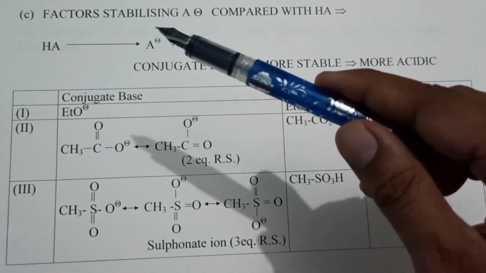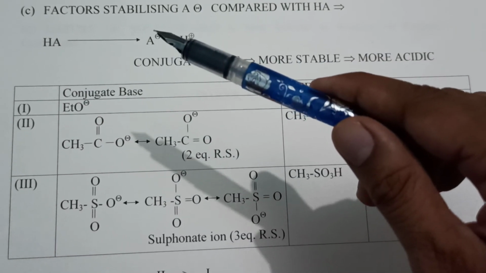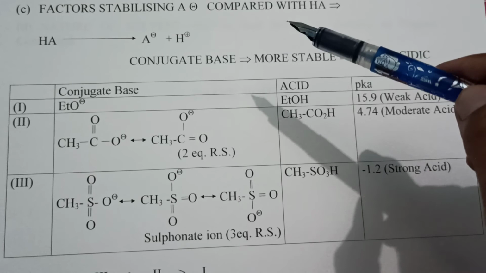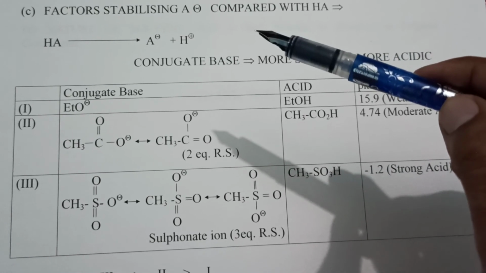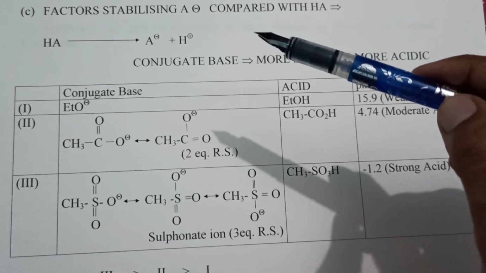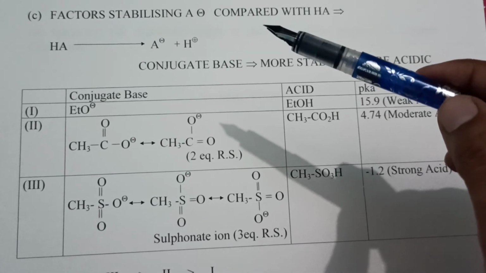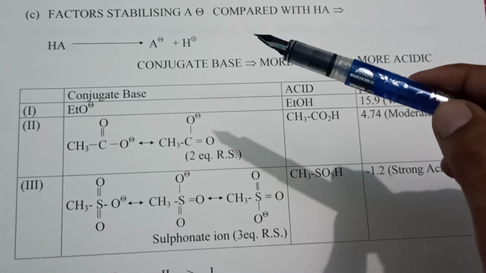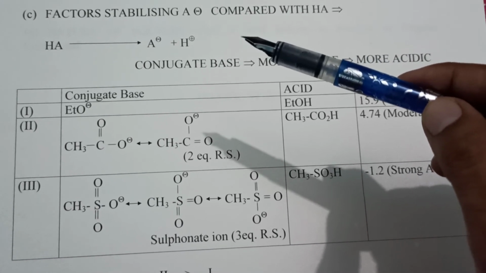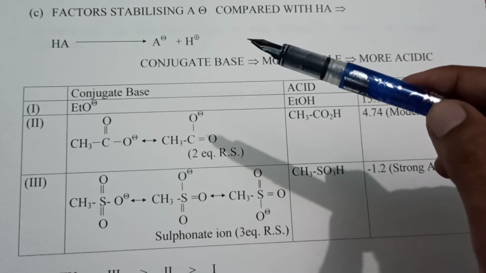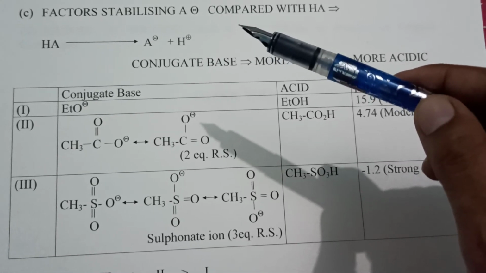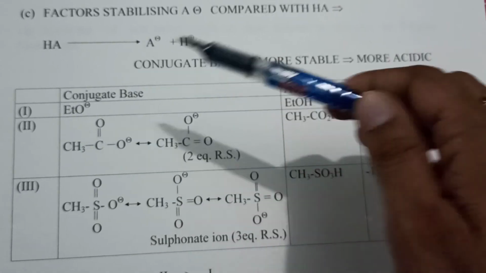This factor is the most important factor to decide the acidic strength of a given compound. If you have any question on acidic strength in your NEET or JEE exam, then always check the stability of the conjugate base. The maximum number of questions in these exams will be solved especially by this factor, right?